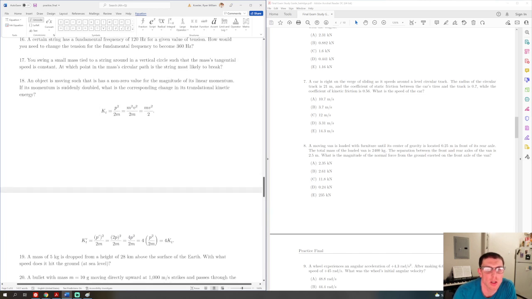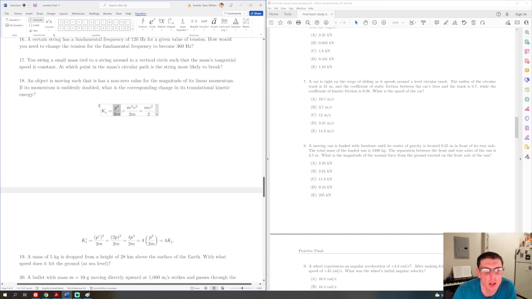Oh yeah. So this one is really not bad at all if you just realize that the translational kinetic energy of an object can be expressed as the square of its momentum over double its mass. And I'll show you why this works, because you just write out what p is. P squared is m squared v squared, and then you cancel a factor of m and wind up with mv squared over 2. So once you realize that, it's pretty straightforward.